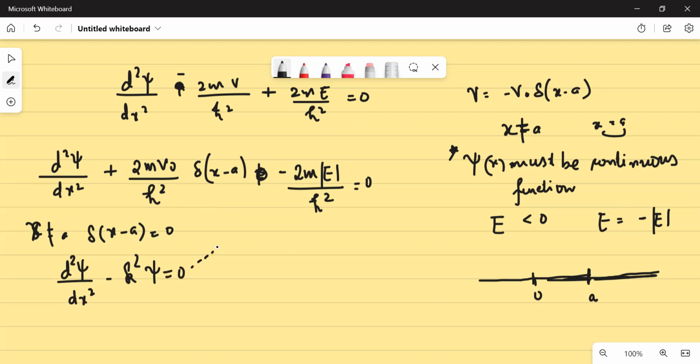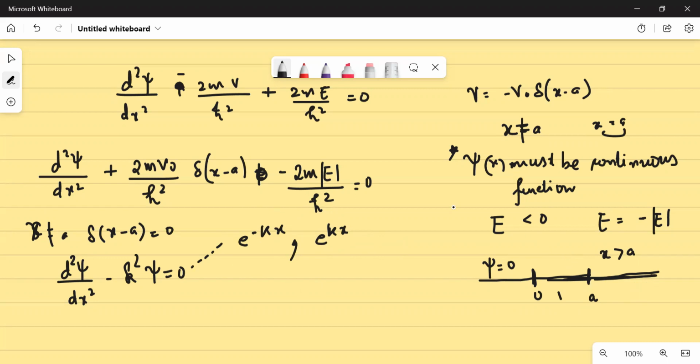The solution of this particular differential equation is some linear combination of e to the power minus kx and e to the power kx. For all x greater than a, I cannot have the growing term. And for all x less than 0, my wave function is 0 because there is an infinite potential here. For all x belonging to 0 to a, and for all x greater than a, the wave function is written as some linear combination of e to the power minus kx and e to the power kx.